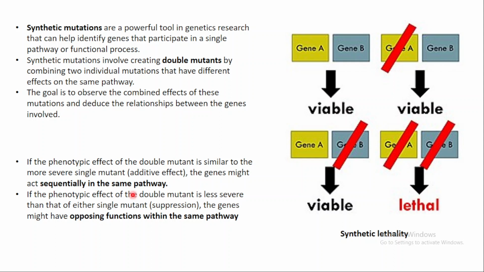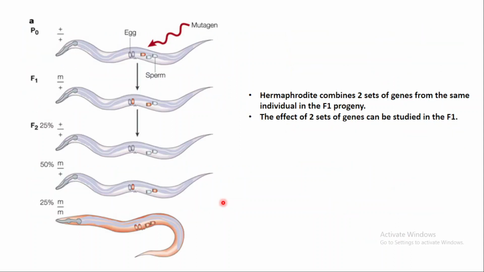If the phenotypic effect of the double mutant is less severe than that of either single mutant, so compared to gene A and gene B single mutants, if the double mutant has a less severe phenotype, it means they are in opposing pathways. Like in one pathway, gene A is involved in increasing the function, gene B is involved in decreasing the function. Both are in opposite pathways. So these kinds of inferences can be made by making synthetic double mutations, by bringing them together. So option 2 is correct. They can be used to identify genes of the same pathway.